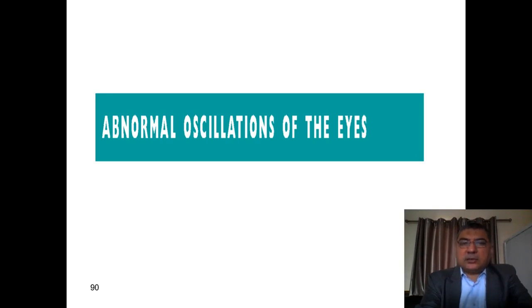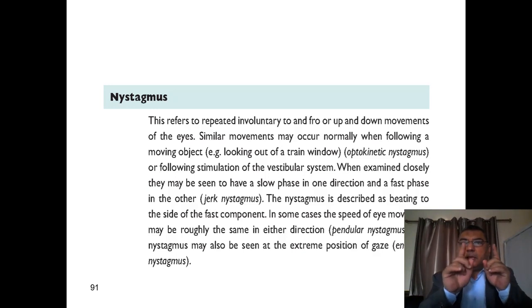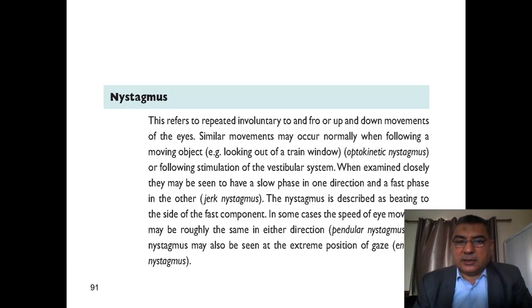Then we will talk about the last part of our talk about ocular motility, which is abnormal ocular oscillation of the eye, which is nystagmus, that is repeated involuntary to and fro movement of the eyes. It may be pendular movement, it may be jerky. One movement is rapid and the corrective movement is slow. It may be rotatory, it may be vertical, maybe horizontal. So there are different types of nystagmus.